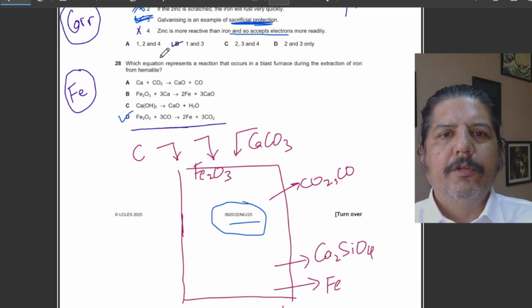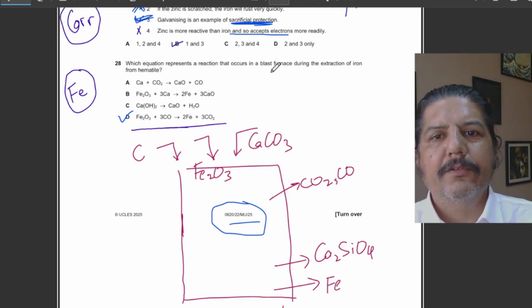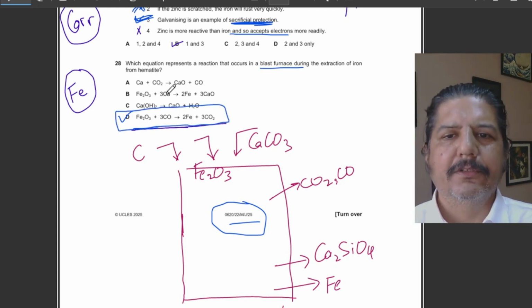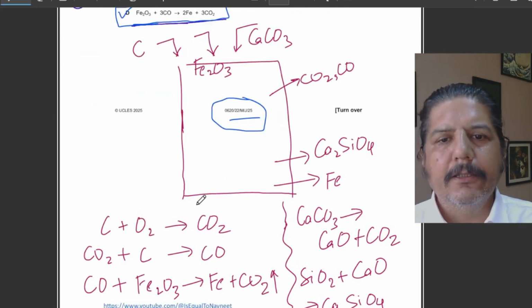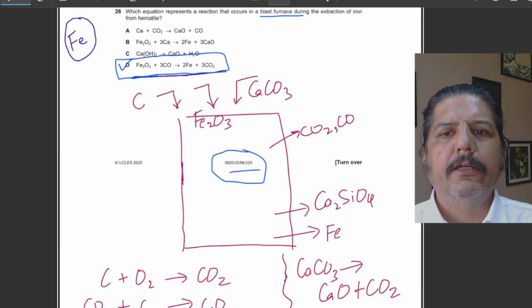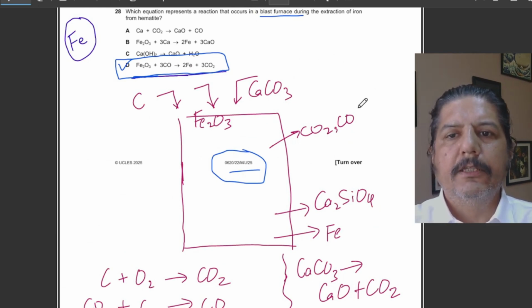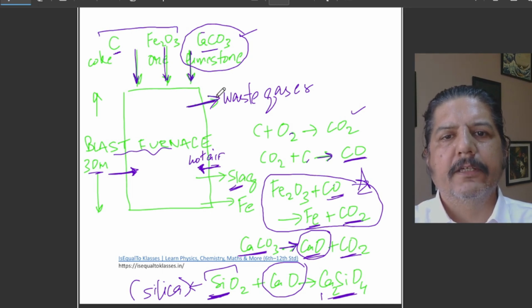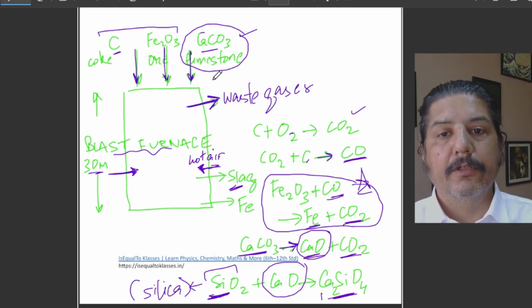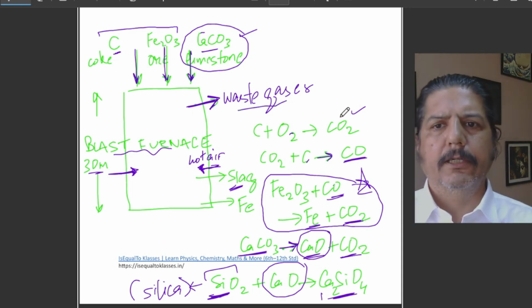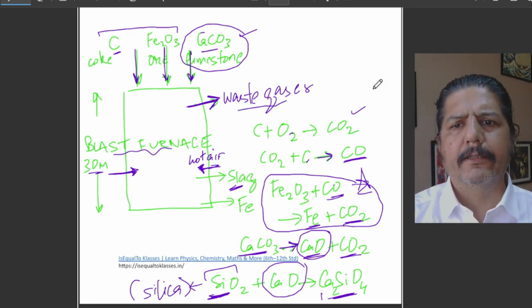Which equation represents the reaction that occurs in the blast furnace during the extraction of iron? So this is the reaction which takes place. As I've told you, this is the heart of the reaction. Another thing you can see is that these are the two waste gases which are given off. A question is also asked: what are the waste gases given off? CO and CO2, which remain unreacted, are given off.